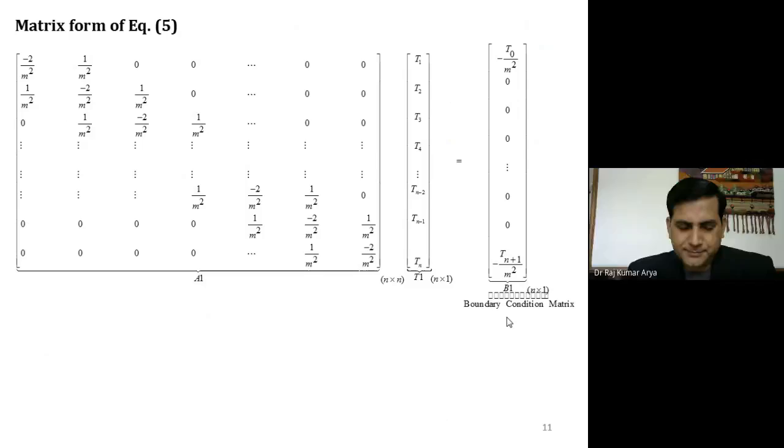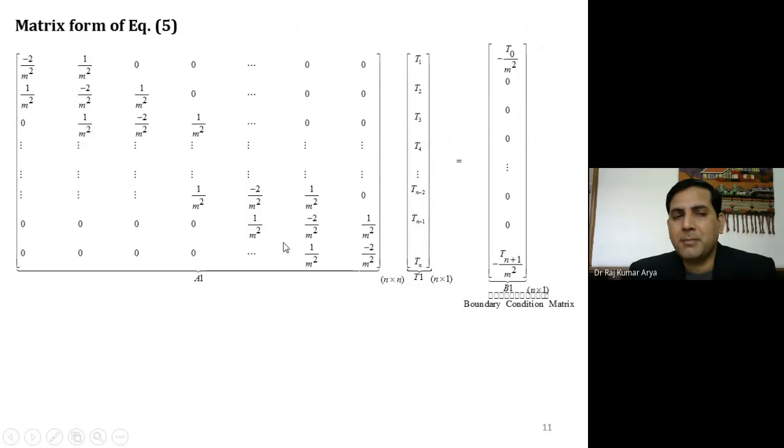Correct or not? Now you have to think about how you can generate this type of matrix. If you do not consider the first line and the last line for the time being, you have a completely tridiagonal matrix.